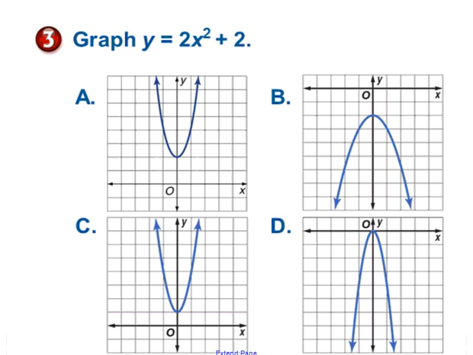All right, let's look at number 7 here. Graph y is equal to 2x squared plus 2. As I look at this, since this is a positive sign, I know that it's going to open up, and it's going to cross the y-axis at positive 2. Well, if it's going to open up, it's obviously not B, and it's obviously not D.